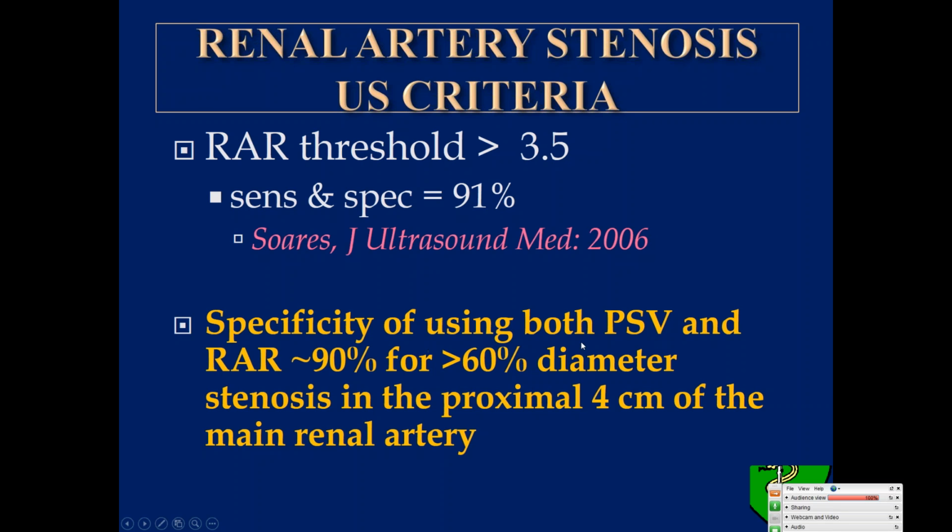When we use both peak systolic velocity and renal artery to aortic ratio, then the specificity is very high and sensitivity is also very good for identification of greater than 60% diameter stenosis in the main renal artery.